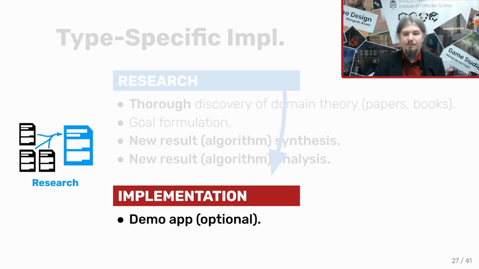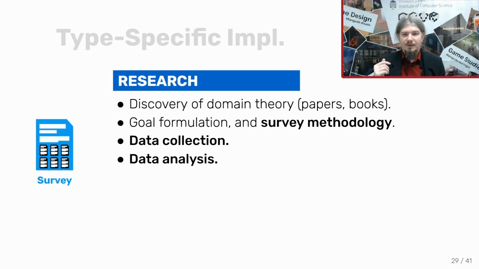For a survey type thesis, the research again is pretty similar to what we had before, discovery of domain theory, goal formation, but now it's also survey methodology. So how are you finding the objects that you're surveying? What are the filters there? So are you including some objects and excluding some other? Why? What is the replicable methodology there so that other people could also find the same objects that you found?